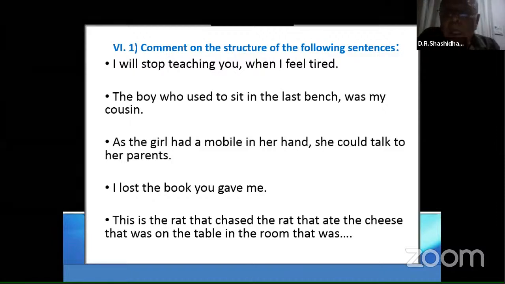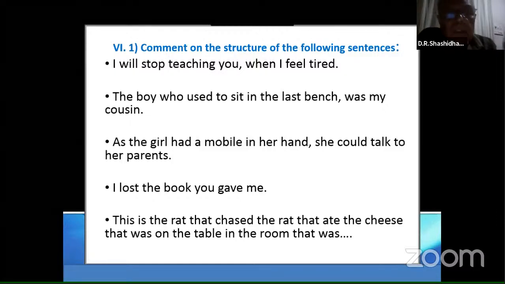a dependent clause, adverbial of time. You know, when I feel tired, the second part of it does not give you meaning on its own unless you associate it with the simple sentence, I'll stop teaching you. So the latter part of it, when I feel tired, is an absolutely dependent clause. It depends on the main sentence, I'll stop teaching you.